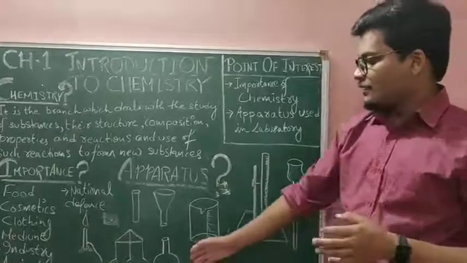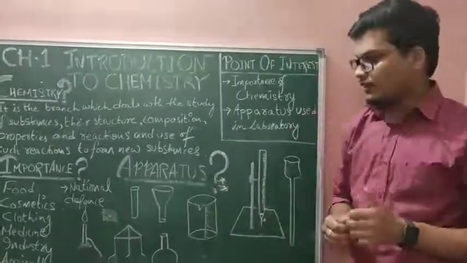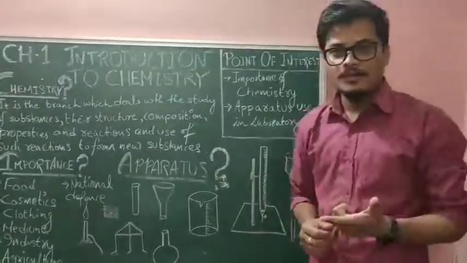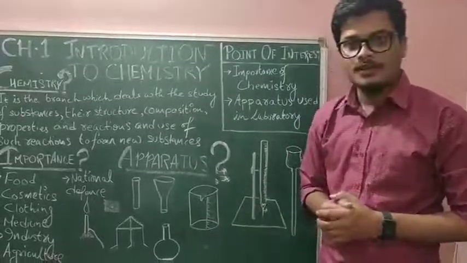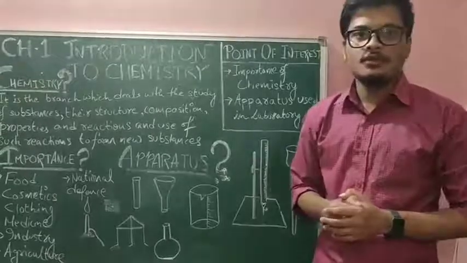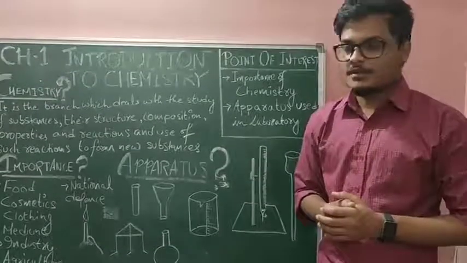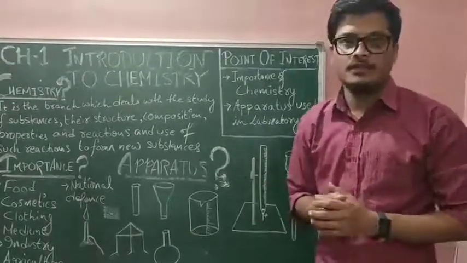Next, move on to the flask. There are various kinds of flasks, like conical flask, flat bottom flask, round bottom flask. This is an example of flat bottom flask that is also used to store your chemicals or heat your chemicals.